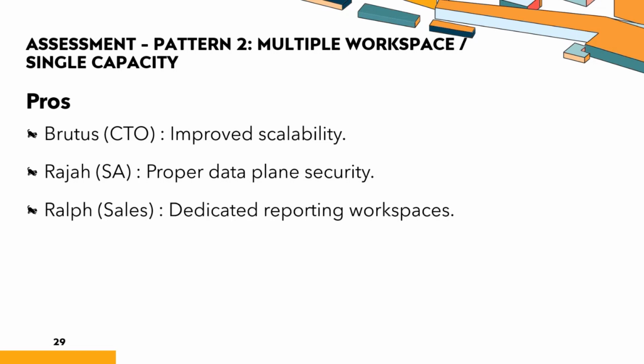Ralph at sales understands that he can have his own dedicated workspace to do his reporting, kind of piggybacking off what Raja's thinking. And he knows, oh, sweet, I have one place to go. It's mine. It's all mine. If you know anything about a boxer, that is always how they think. So that's really good for Ralph.